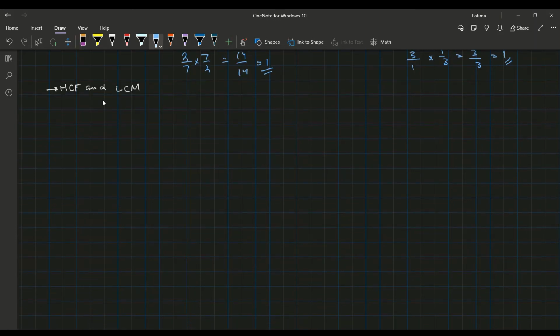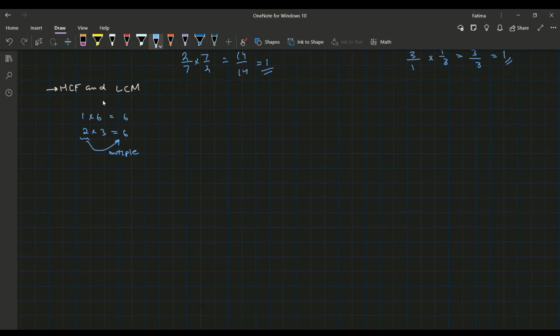Okay, so now we'll be covering HCF and LCM, but before I go into that, there are some basic terms I have to explain. So let's say we have 1 into 6 is equal to 6, and then 2 into 3 is equal to 6. In this case over here, let's take 2 for example. A multiple of 2 is 6.